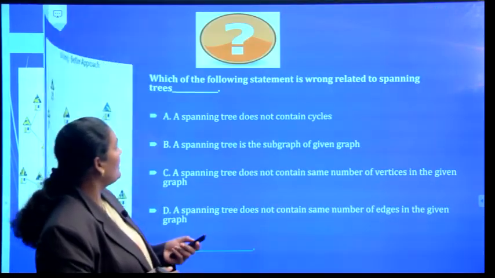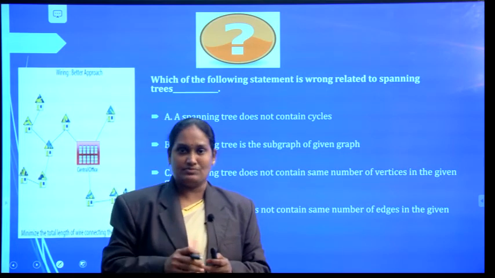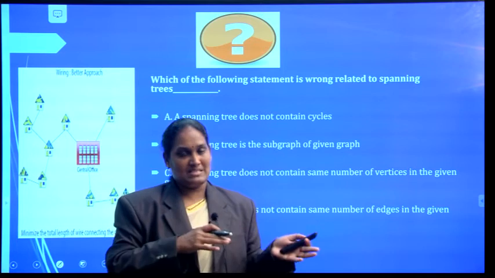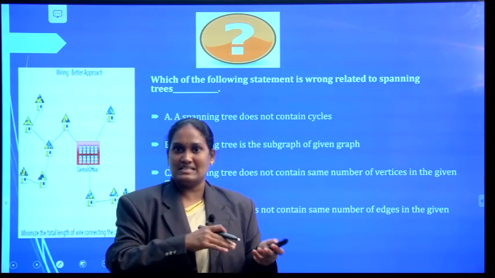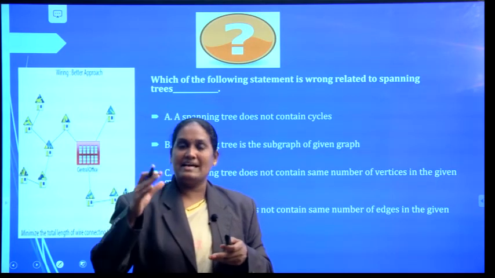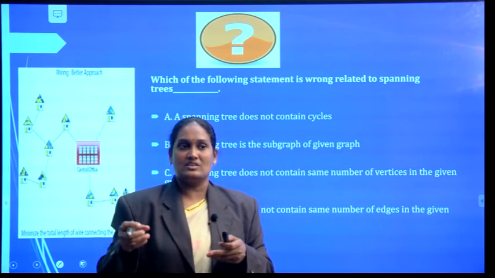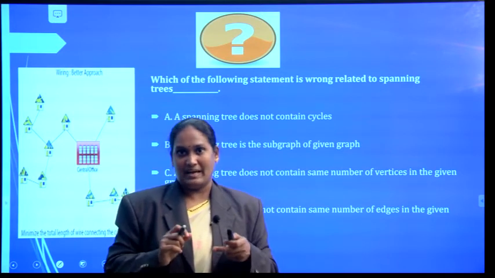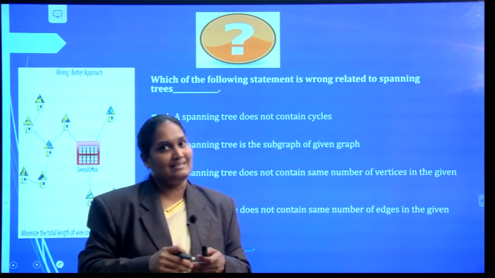I hope you all understood Prim's and Kruskal's, both the algorithms which are used for finding minimum cost spanning trees. Prim's is a vertex initiated process which has a connection from one step to another step, whereas Kruskal's is an edge initiated process and there is no connection from one step to another step in forming the minimum cost spanning tree. So I am going to summarize the concepts we learned in this session.